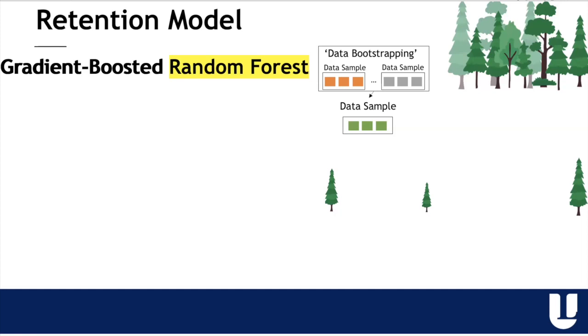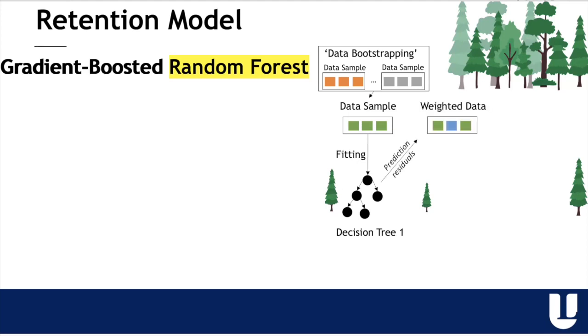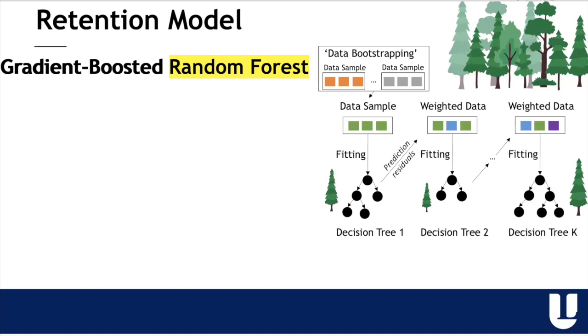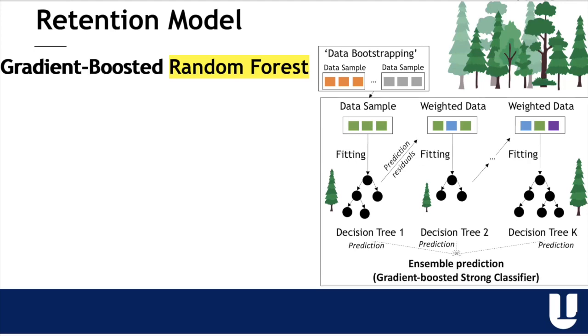To feed a data sample, a tree-shaped model will grow, and each node in the tree represents a randomly selected variable from the data sample. The model then predicts retention, and the retention results and the residual will be used to weight the data. To feed the weighted data, a second tree grows. This gradient boosting process repeats until the prediction residual gets very small. All trees need to be considered to make an ensembled prediction that often is more accurate than any single tree prediction.